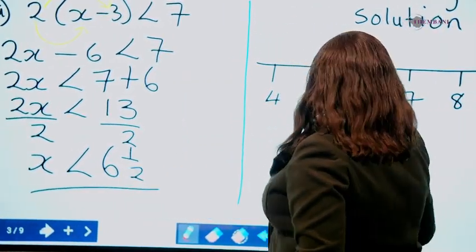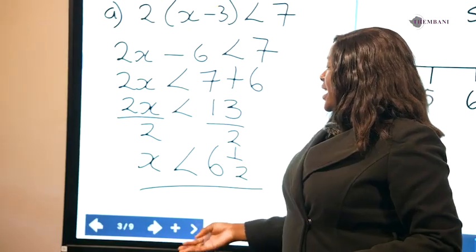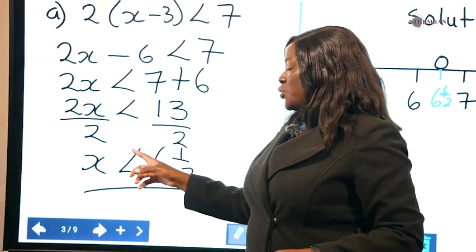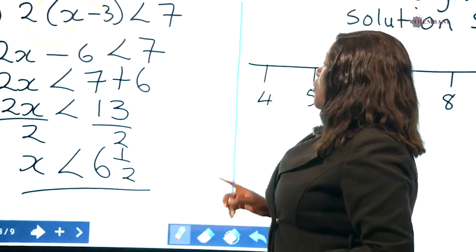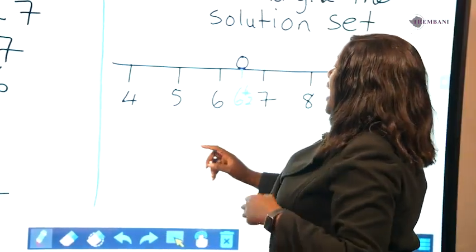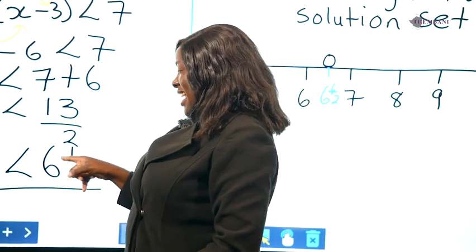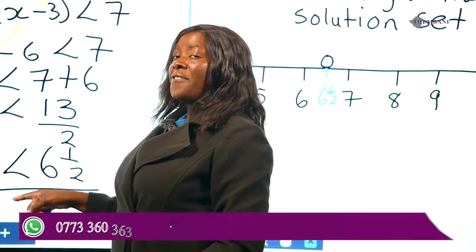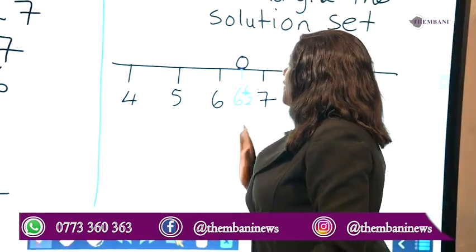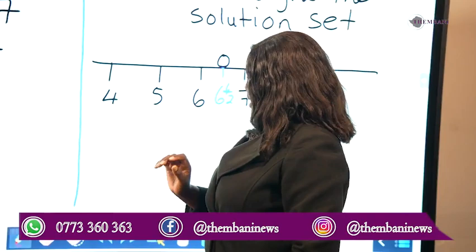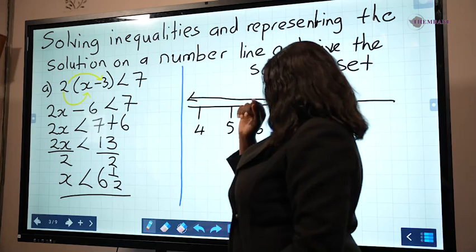So we are going to put a small circle here. Looking at our inequality, it doesn't have an or equal to. So it means we are going to put our arrow where we are saying x is less than. So values of x are less than 6.5. The values which are less than 6.5 are values which are moving in this direction. So this is where our arrow is moving.